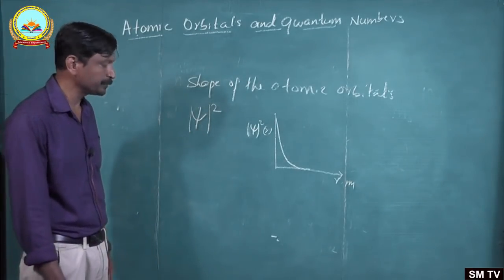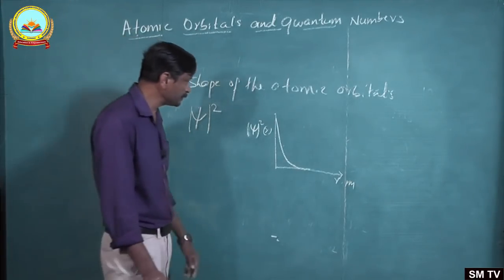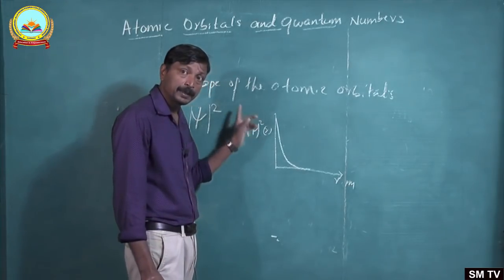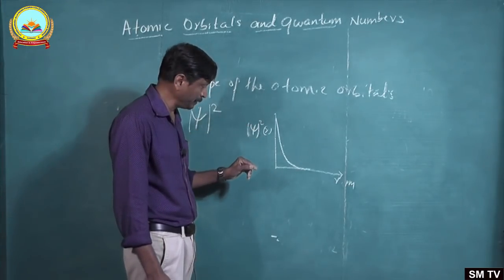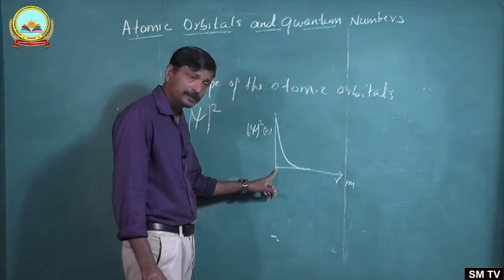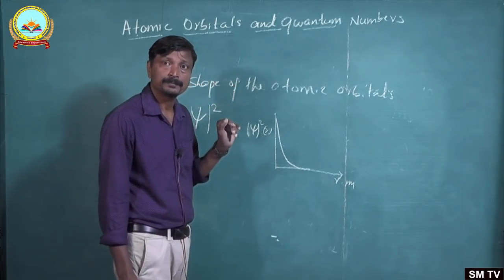So what does the graph show? The electron density. What is this? It gives the electron density near the nucleus is very high.